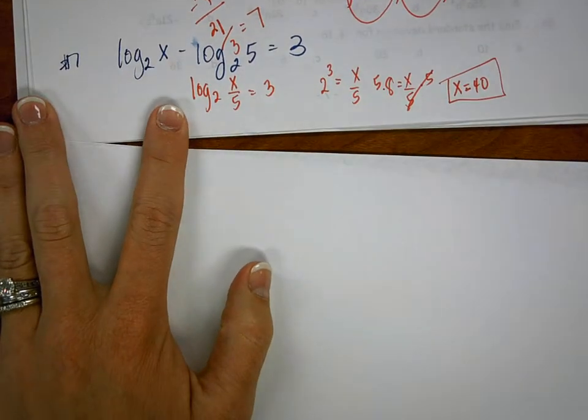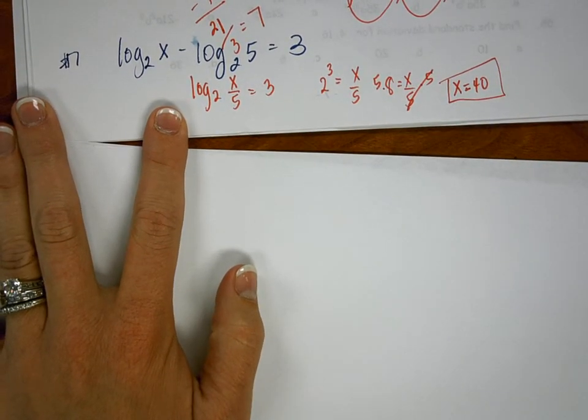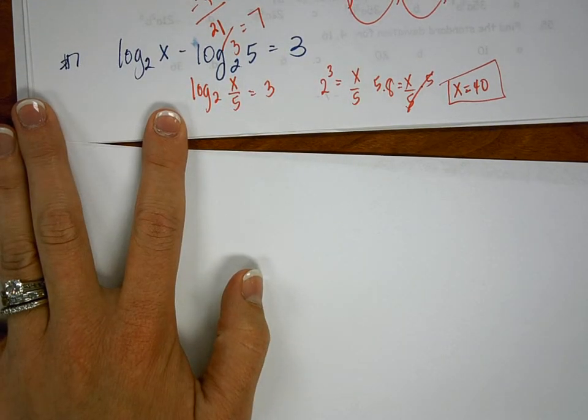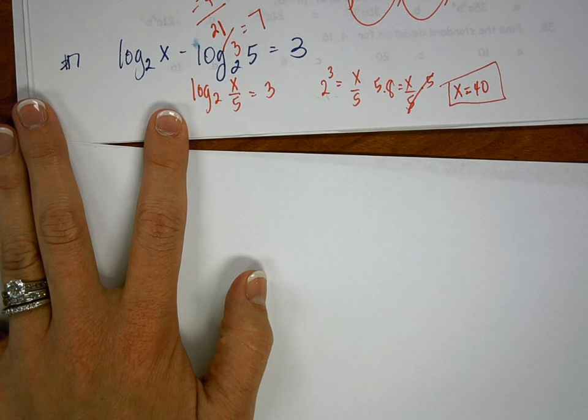Log base 2 of x minus log base 2 of 5 equals 3. First thing you want to do is condense. If it's subtraction, when you condense, it becomes division. Addition is multiplication, subtraction is division. So we change this to log base 2 of x divided by 5.